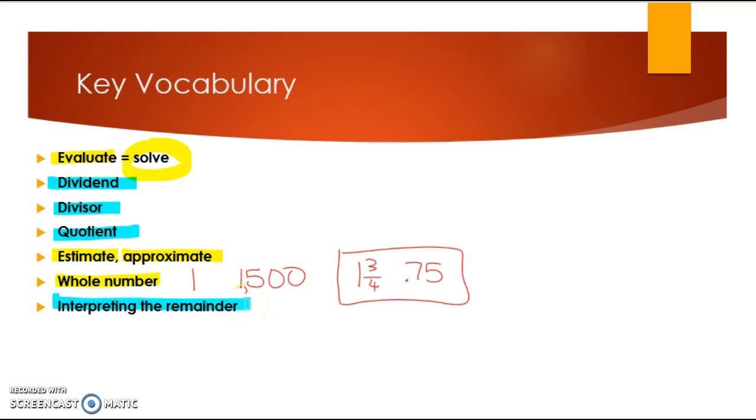What does that mean? It simply means that if I have a remainder of 2, I need to know what that 2 represents. Is it a number of groups? Is it a number of cookies? What exactly does the remainder of 2 mean?